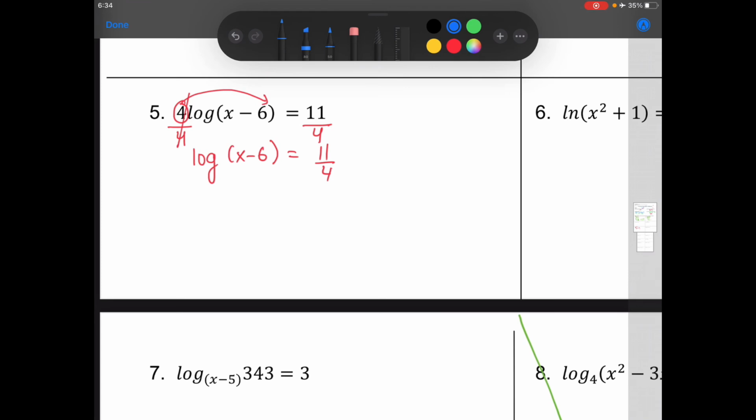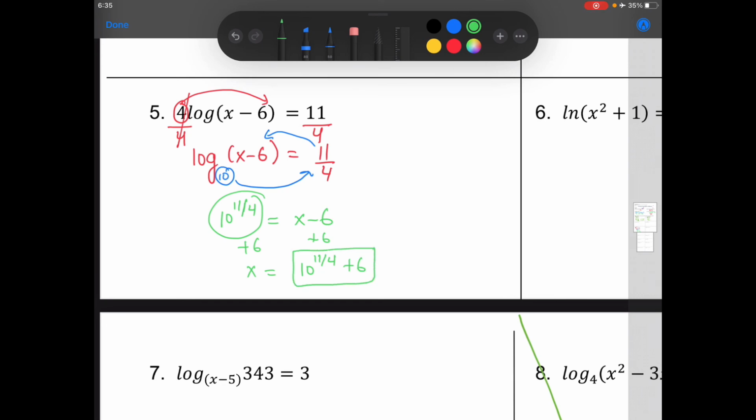So now, again, log is on one side. So what's your base here? This is a common log. Common log has a base of 10. So circle the base and run the race. You run to the opposite side of the equal sign. So this would be 10 to the 11 fourths equals x minus 6. Again, don't put this in the calculator. Solve for x and then put the whole thing in the calculator at once. Add 6, you get x is equal to 10 to the 11 fourths plus 6.